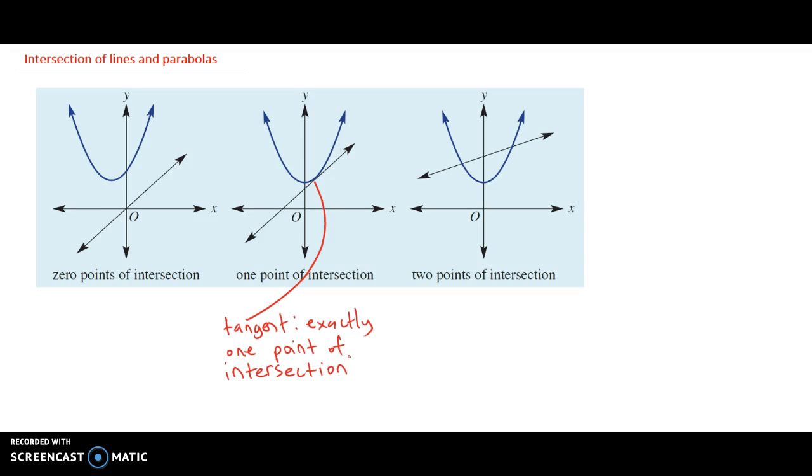The next case is when we have 2 points of intersection. Now, when we have a line that intersects a curve twice, that line is called a secant. So let's make a note of that. Secant. So that's when we have 2 intersection points. Intersects twice.